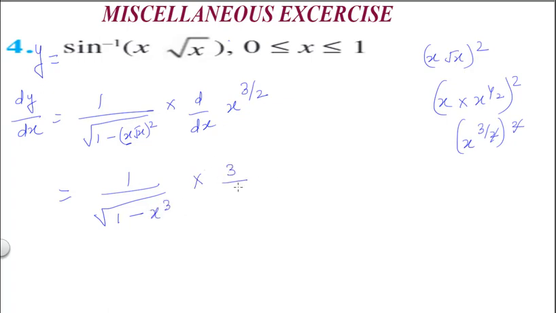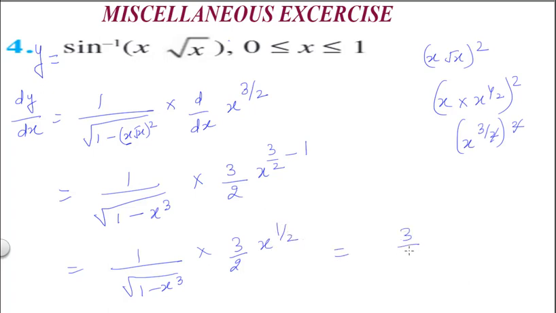Clear? And here we'll have 3 by 2 x to the power 3 by 2 minus 1. So to solve this, we get 1 upon under root 1 minus x cube into 3 by 2 x to the power 3 by 2 minus 1. We get x to the power 1 by 2. That can also be written as 3 by 2 under root of 1 minus x cube, and x to the power half we have. So that can be written as under root of x. So this is how we are going to solve the question. Clear? Now let us move to the next question.